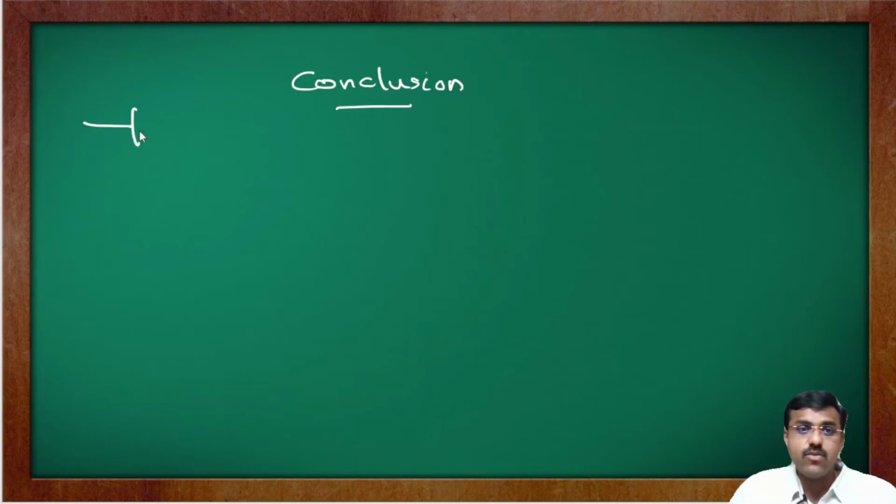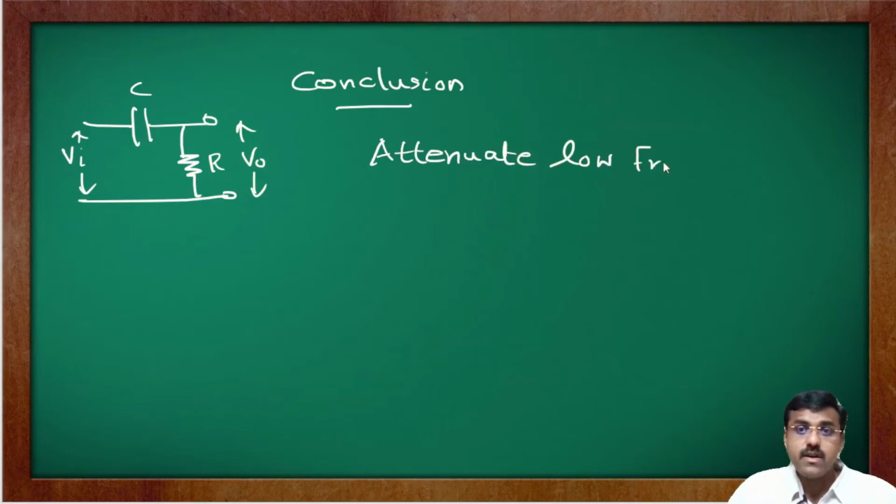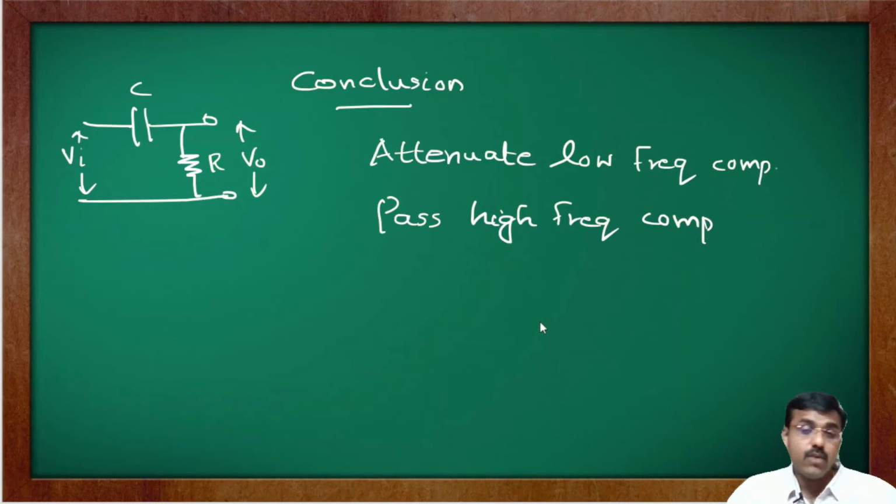An RC circuit like this, if you have a capacitor C and you take the output V0 across resistor R, and you apply Vi across these two terminals, such a circuit will attenuate low frequency components and pass high frequency components. Hence I call it a high pass filter.